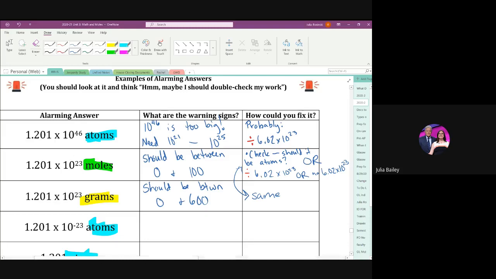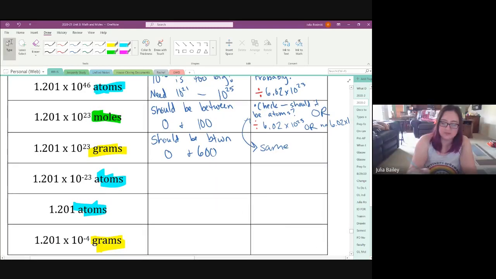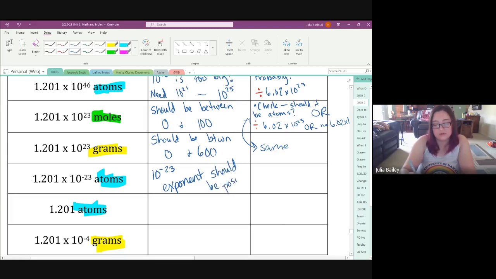Okay, 1.201 times 10 to the negative 23 atoms. That warning sign is 10 to the negative 23. For atoms, the exponent should be positive only. You should not have a negative exponent for atoms specifically. So probably what you need to do is you probably divided by 6.02 times 10 to the 23rd, and instead you need to multiply by 6.02 times 10 to the 23rd. That is almost definitely what went wrong.